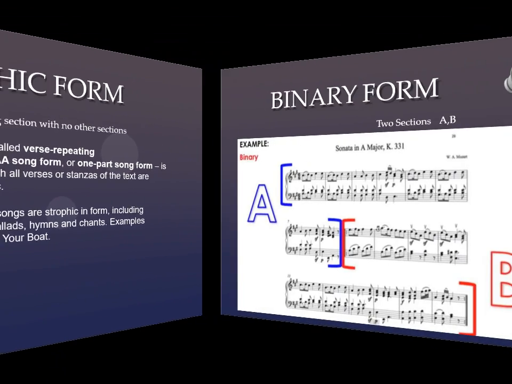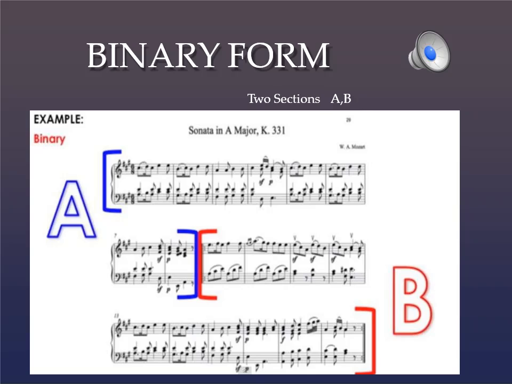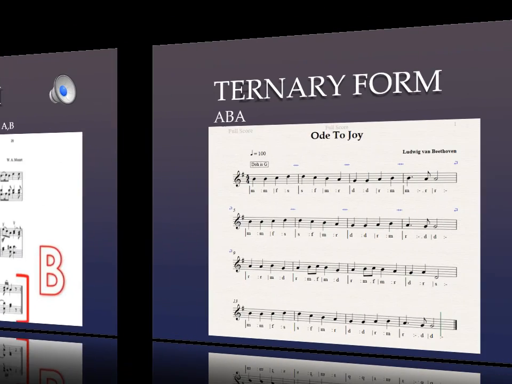Okay, now let's go to the next one, which is the binary. Like I told you earlier, the binary form has two sections, A and B. If you look at this example on the screen, we have section A indicated with the blue line bracket, and section B indicated with the red line bracket. The performer plays that first section A, and thereafter you switch to the next section. You observe that the tunes of these sections are different, they contrast. As you play, you feel that yes, you are going into a different section. This is an example of the binary.